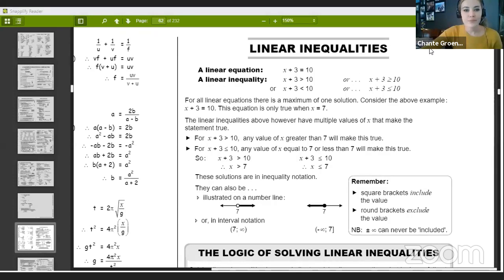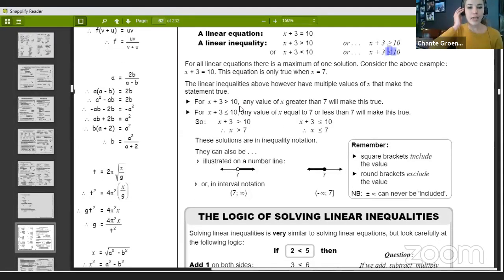Let's work. Okay, so here they say a linear equation is obviously x plus 3 is equal to 10. But now, what is a linear inequality? Can you see that it's just the signs that change? For all linear equations, there is a maximum of one solution. Consider the following example: x plus 3 is equal to 10. Can x plus 3 equal 10? Yes, it can, but only if x is equal to 7.